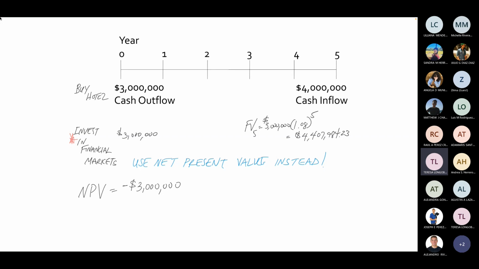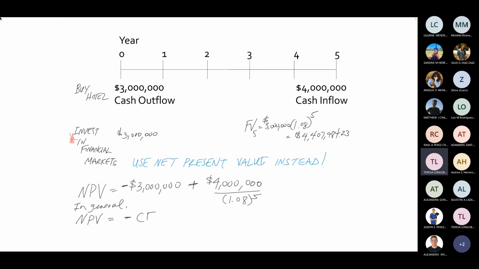So this is spent today, but then it's offset by the 4 million to be received in year 5. Well, what's the value of an amount to be received in year 5? I have to discount it 5 periods. So this is how, in general, we write it.